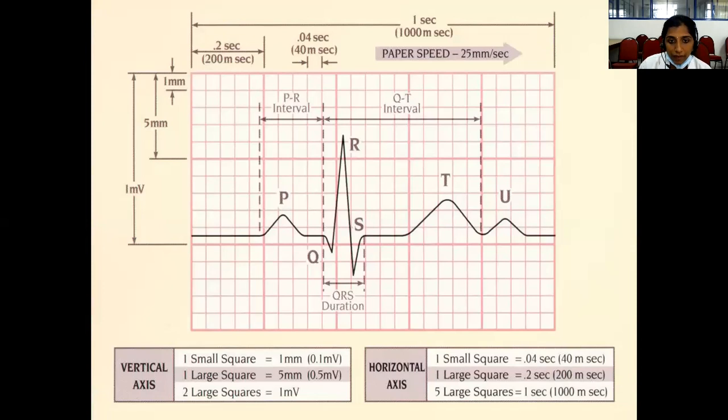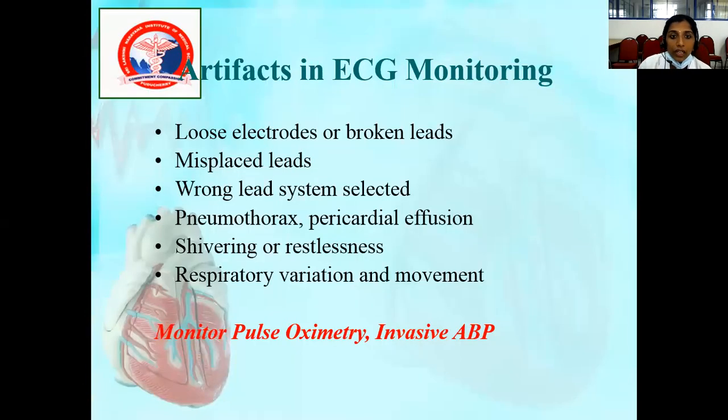We have a P wave, which signifies the atrial depolarization, followed by a QRS complex, which is for the ventricular depolarization, and the ST segment, and T wave, which is ventricular repolarization. Sometimes you get a U wave.